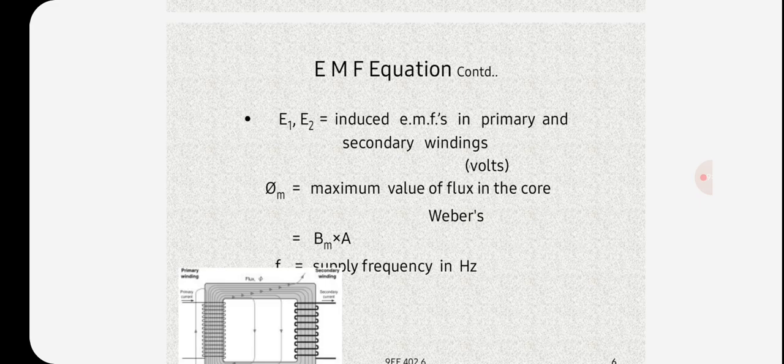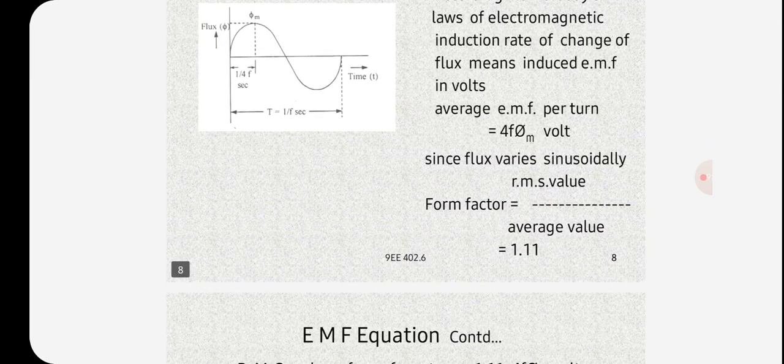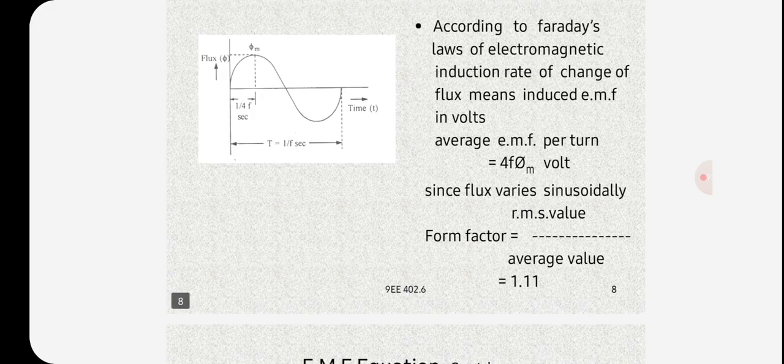So we know that the form factor is equal to RMS value by average value, that is equal to 1.11. This is a fixed value. The RMS value of the induced EMF is obtained by multiplying the average value with the form factor, that is 1.11.